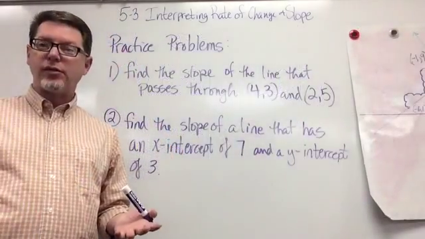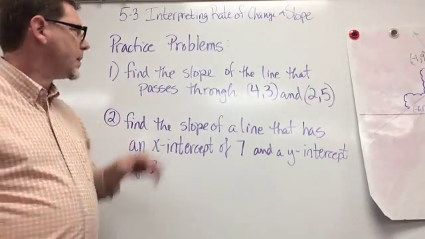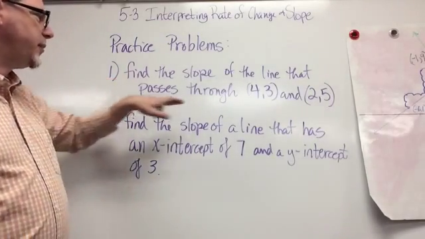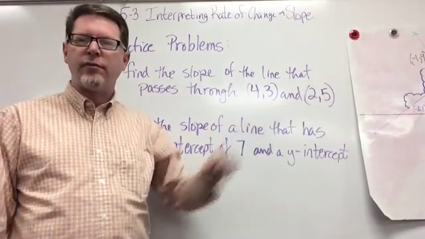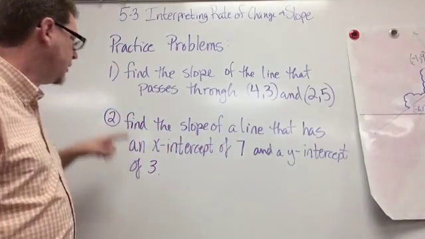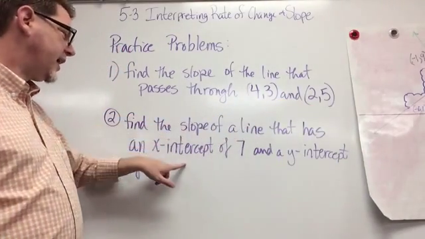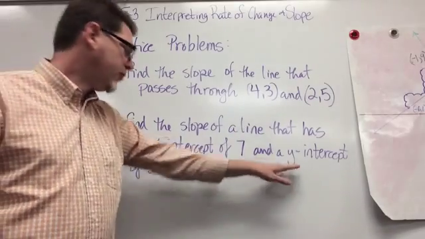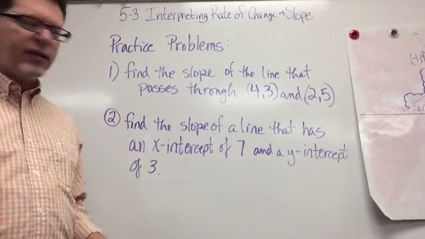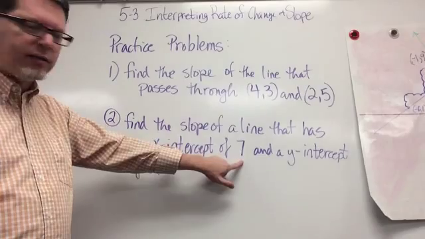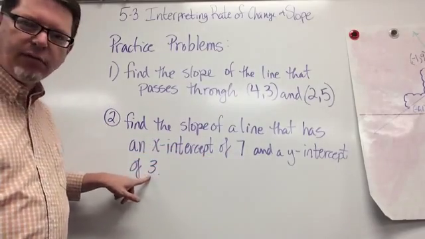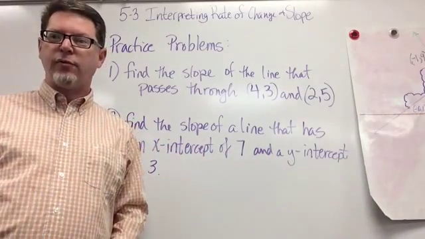Now here are your 2 practice problems for tonight. First one, find the slope of the line that passes through 4, 3 and 2, 5. The second one, find the slope of a line that has an x-intercept of 7 and a y-intercept of 3. Hint, what is the ordered pair for the x-intercept? What is the ordered pair for the y-intercept? Then use your slope formula.